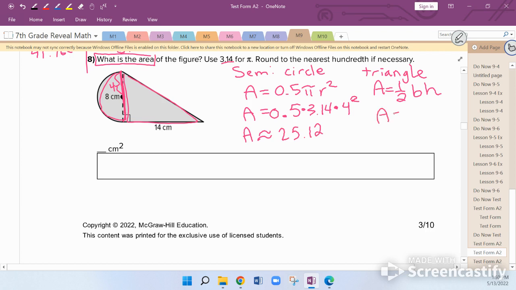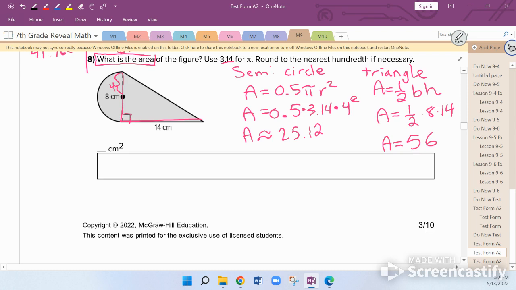And then we have the area of the triangle. We know that the base and the height always meet at a right angle, so that's going to be this line and this line, which is 8 and 14. When we multiply those, we get 56.